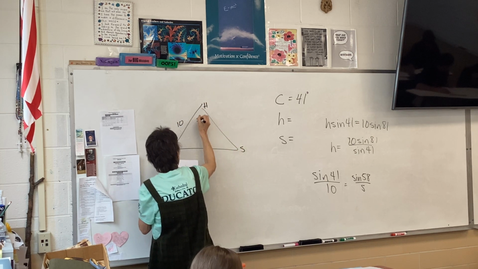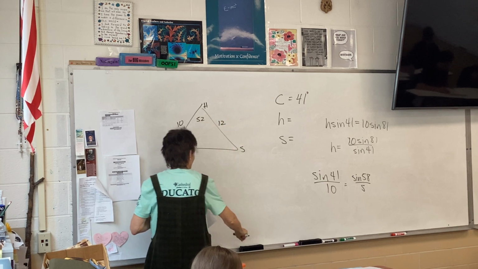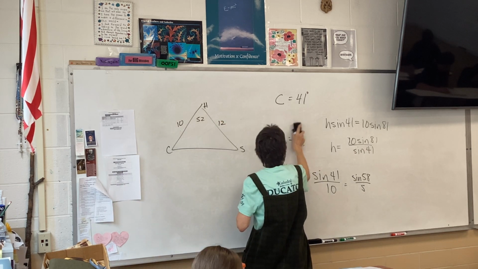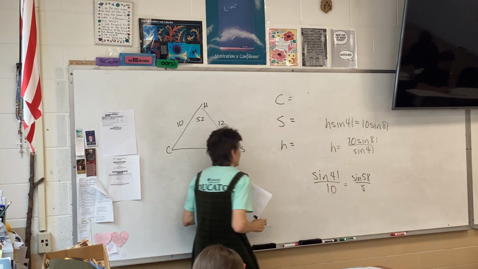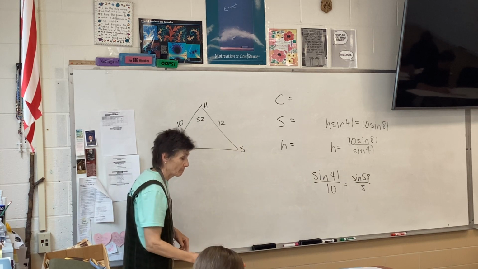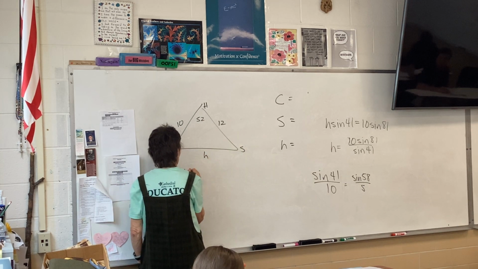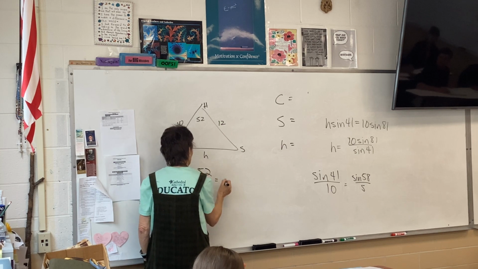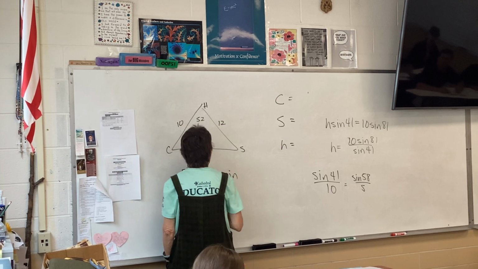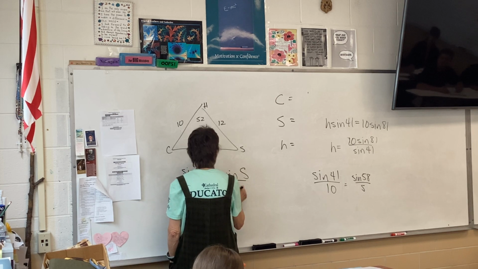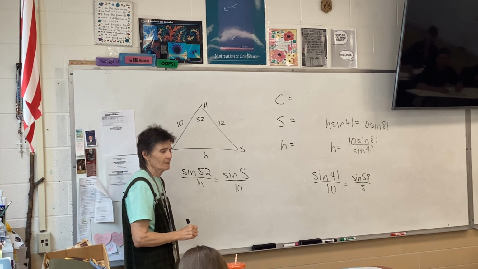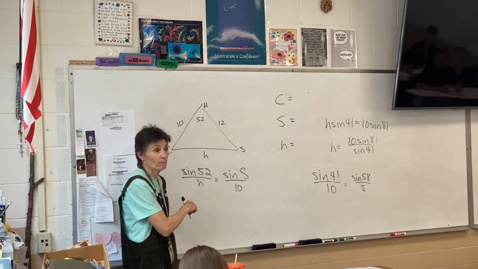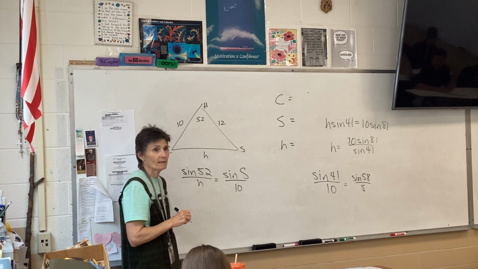So tell me what we're gonna do with this guy. Let's see, we've got to find side, or angle C, angle S, and side H. So the sine of 52 over little h equals the sine of s over 10. I don't think we can do that. Is that a little problematic? You're absolutely correct, there are two variables, you couldn't solve it, because there are too many variables.